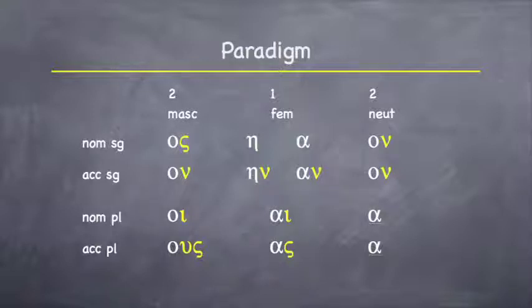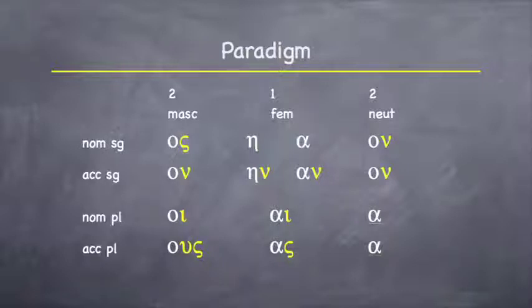How do you form a nominative singular, second declension neuter like ergon? Well, the case ending is a nu. All right, so you see how the paradigm works? In the accusative singular, the true case endings are nu, nu, nu, nu. That's pretty easy, isn't it? If you see a nu, pretty good chance you're an accusative singular.